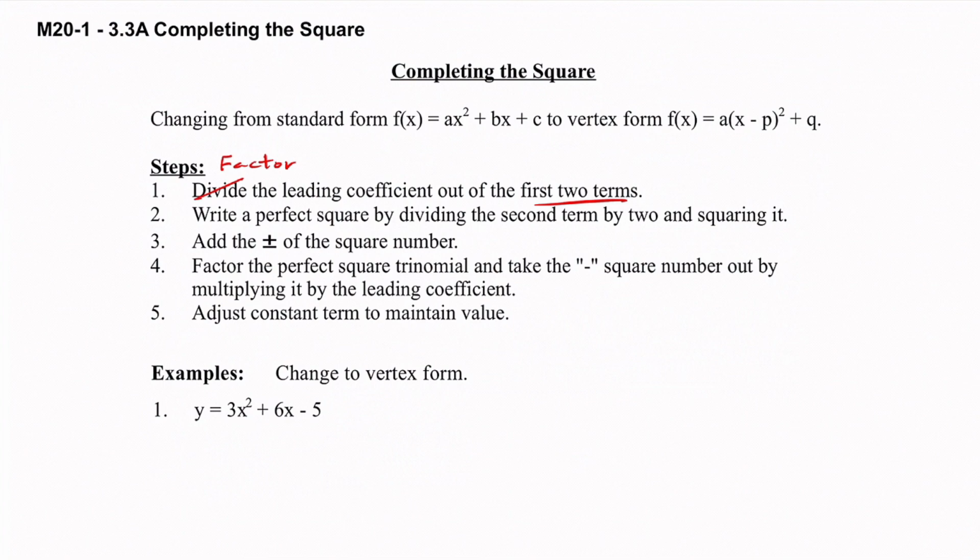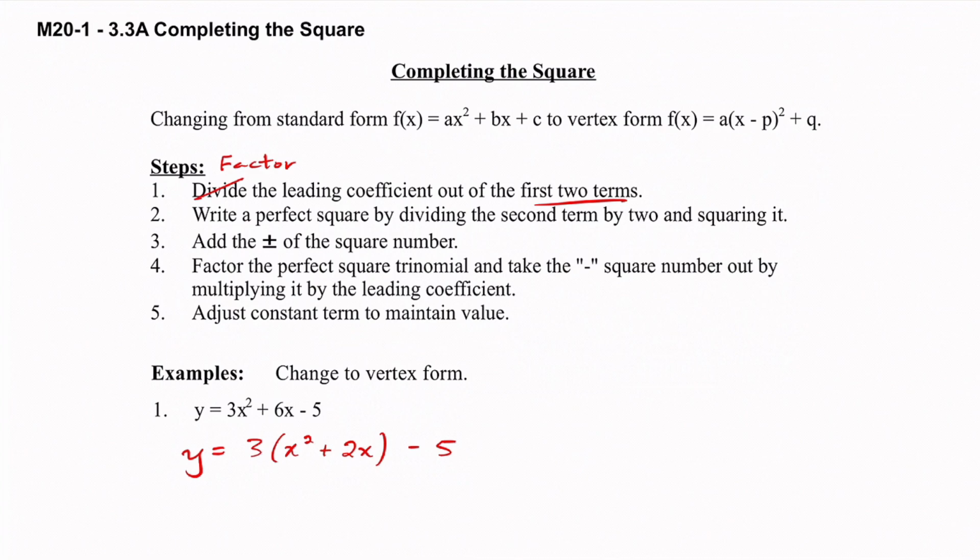Our first example says just change to vertex form. So step number 1, there's this leading term here. We're going to want to pull that out just out of the first 2 terms. So pull out the 3, and I'm left with x squared plus 2x, so I only pulled it out of the first 2, and then I got minus 5.